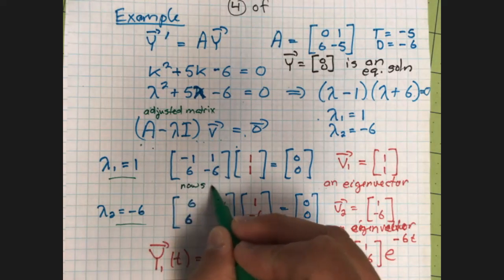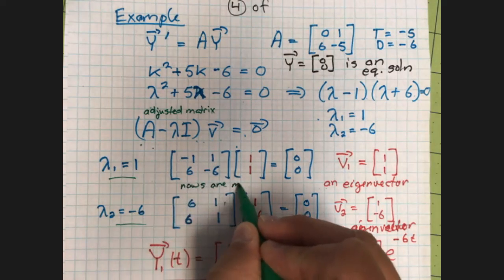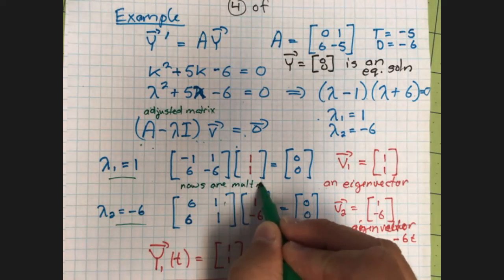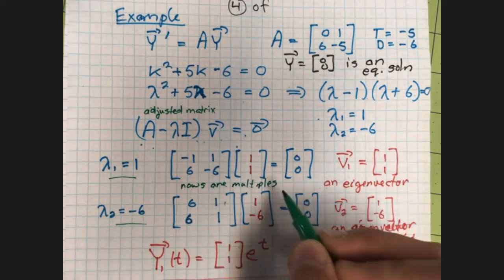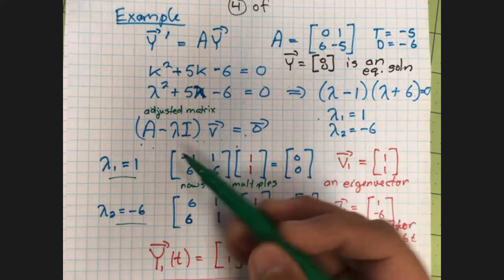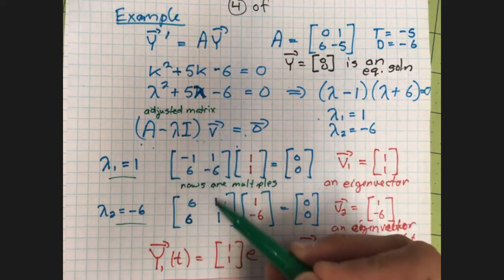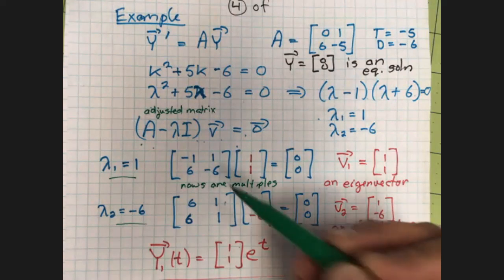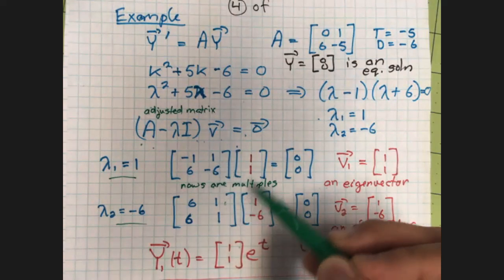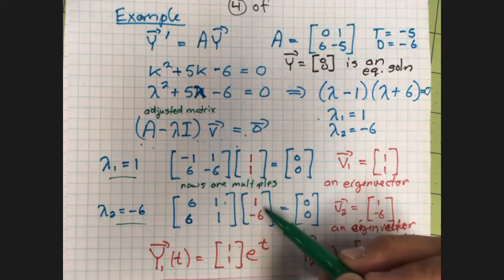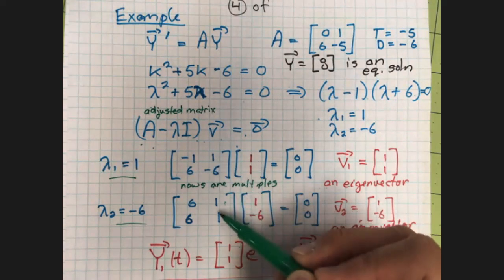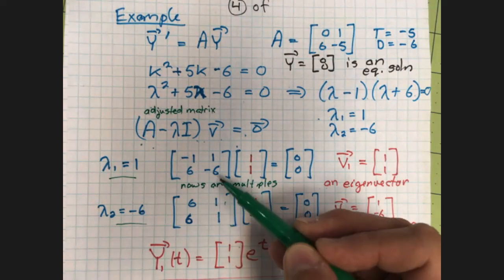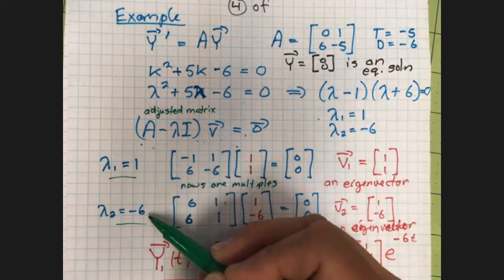Let me write that down. Rows are multiples of each other. And that fact is so strong that this amounts to a safety check. If you ever subtract your lambdas and the rows aren't multiples of each other, you screwed up. This is a safety check. So not only is it easy to pick eigenvectors, you have a safety check right in front of you. It doesn't protect you from other errors, but at least it protects you from badly subtracting your lambdas.